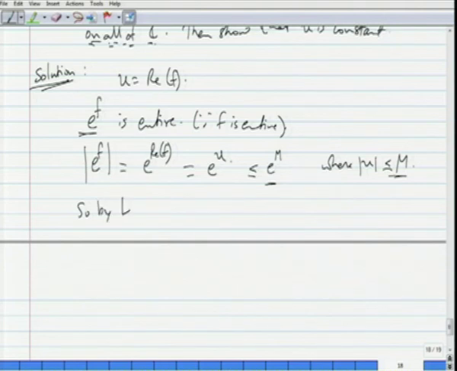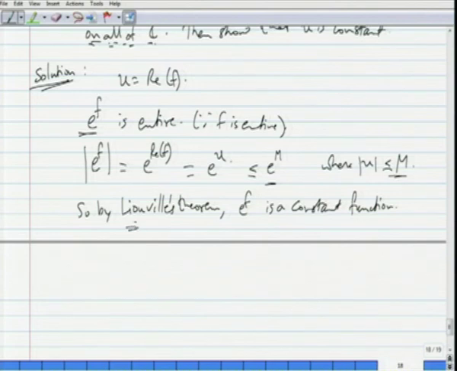So, by Liouville's theorem, we know that e power f is a constant function. That immediately implies that f is a constant function, which in turn shows that the real part of f, u, is a constant function. So, it is also an easy exercise. Here are a few more problems.